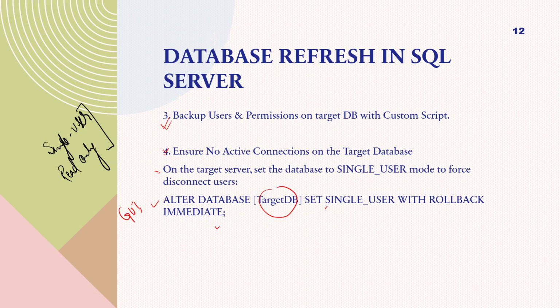All the active connections will be killed. When we put the DB offline, the connections are killed, and the same happens in single user mode also. The advantage is that we can have a script during the restore: we put the DB in single user mode, and once the restore is completed, in the same script we can finally roll back the database to multi-user mode.